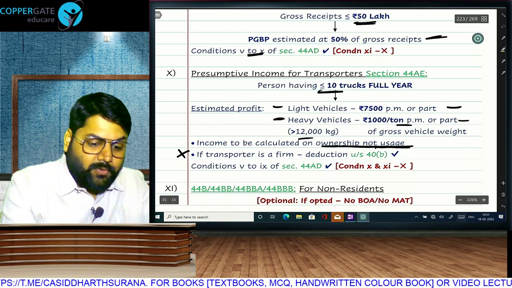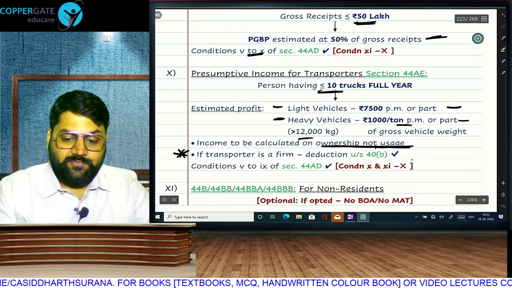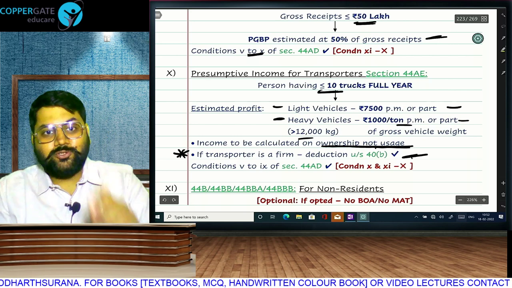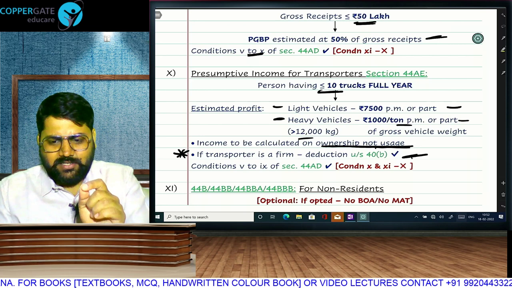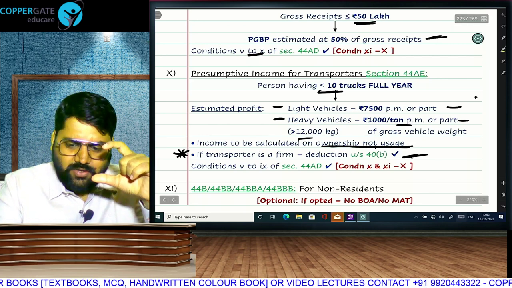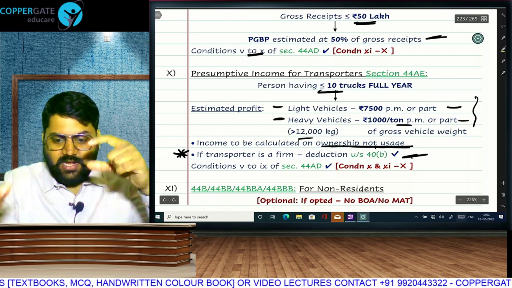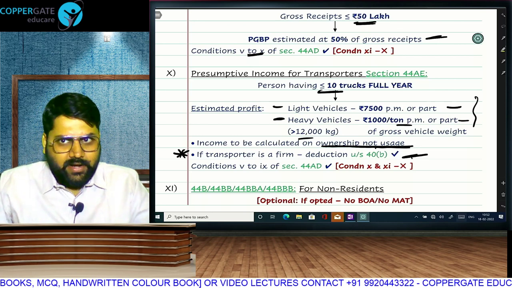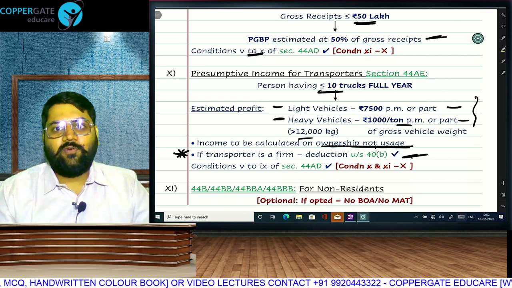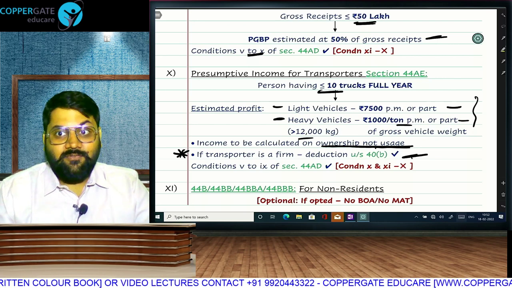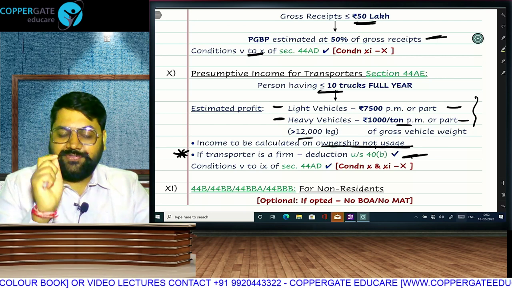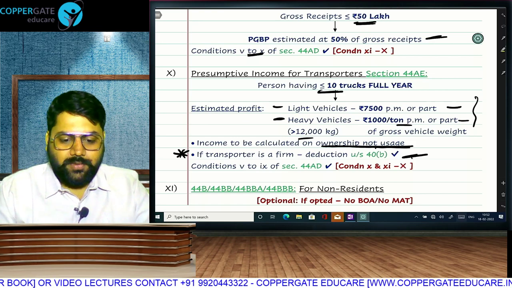One more very important thing, if the transporter is a firm, then 40B deduction will be allowed. That was also tested in that same MCQ. So, they said it's a partnership firm. You had to calculate based on ownership, not usage, and then subtract the allowable deduction of 40B. That was the final answer for taxable income of the transporter in that particular MCQ. Very easy, but it takes a lot of effort, and thus the MCQ lectures are going to be very important for you.